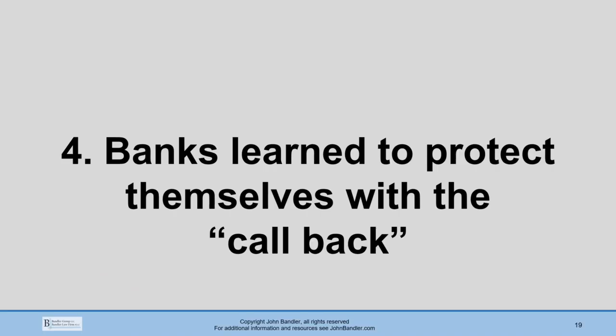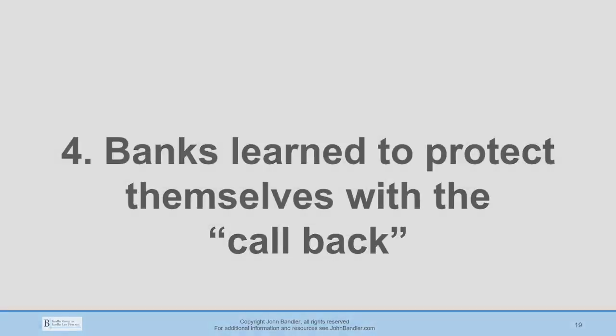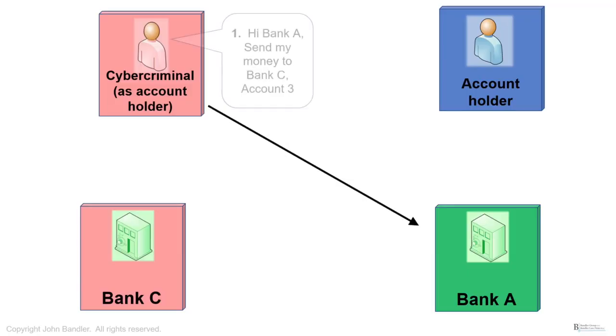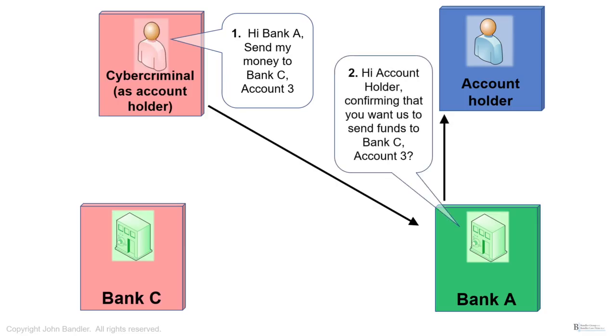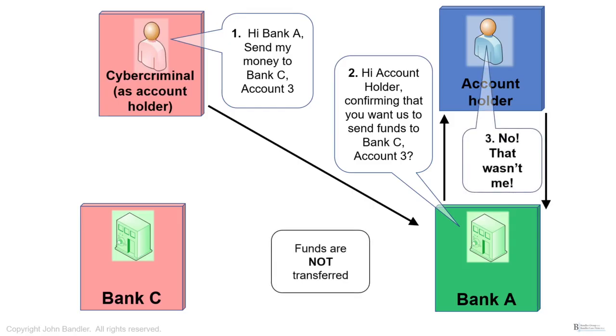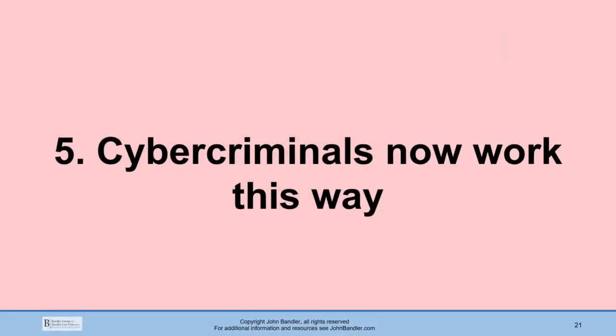They protect themselves with the callback procedure. The cyber criminal communicates the wiring instructions to the bank. The bank does the callback to the actual account holder with information that's on file to confirm that that's the instruction the account holder wants. The account holder says, no, that wasn't me, and then the funds are not sent. So that is a fraud prevention mechanism that stopped that fraud from happening that way. That means cyber criminals had to adapt. And now this is how the fraud happens.